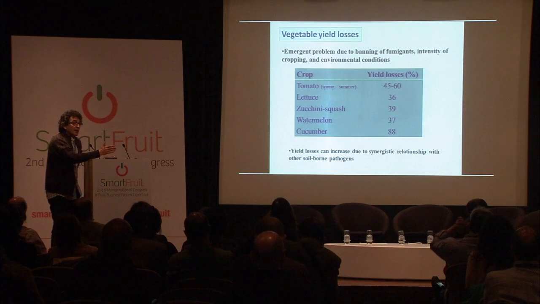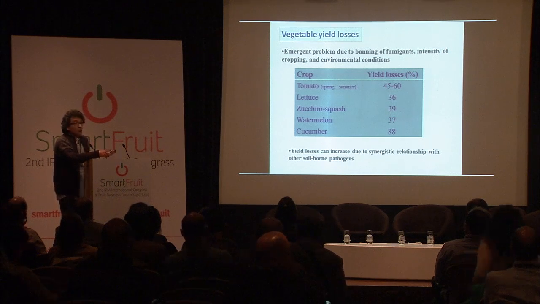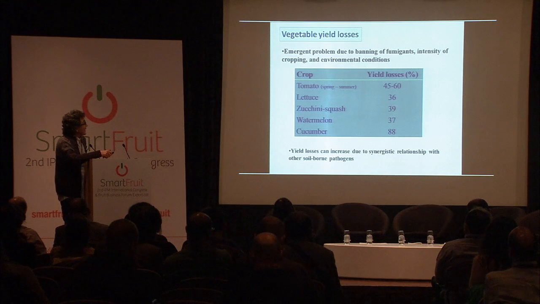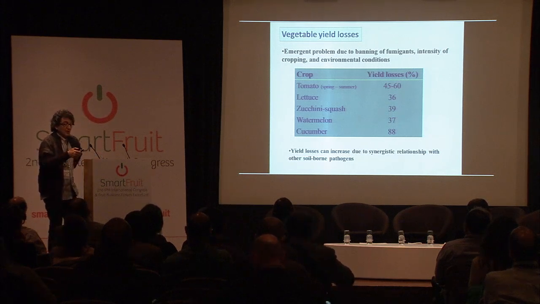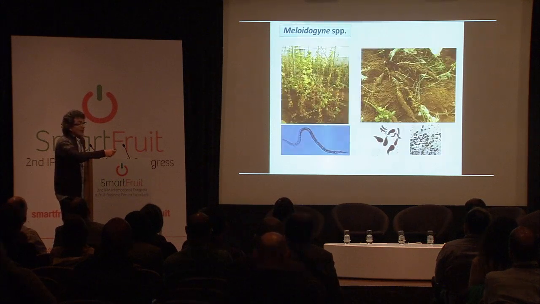Nematodes are an emerging problem fundamentally because of the prohibition of fumigant nematicides, chemical nematicides, which had been used to control them usually, and also because of intense farming and the environmental conditions in which they develop. So production losses may be greater when there are synergistic relationships with other soil-borne pathogens.